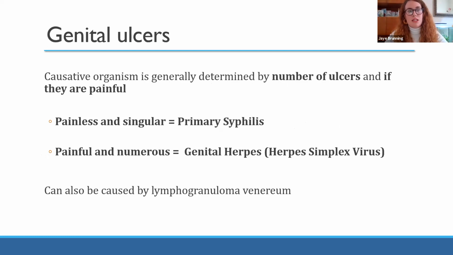So when we think about the ulcers, we want to think about the causative organism so we can treat it correctly. And the way we think about the causative organism for this is thinking of the number of ulcers that the patient has and whether or not they are painful to the patient. So firstly, if it is painless and the ulcer is singular, then we typically think of syphilis, so primary syphilis. And if the ulcers are painful and numerous, then we typically think of genital herpes, which is caused by herpes simplex virus. Ulcers can also be caused by lymphogranuloma venereum, which I talked about a little bit earlier. So I'm going to go through all of these now.